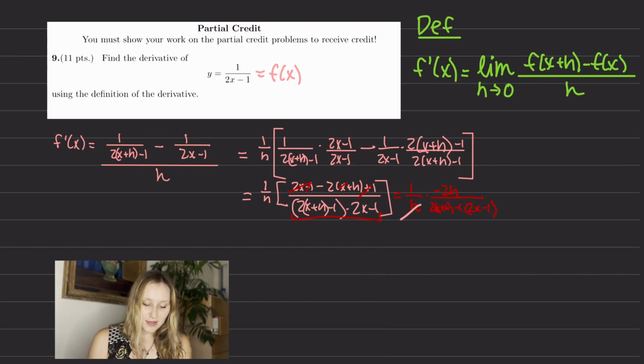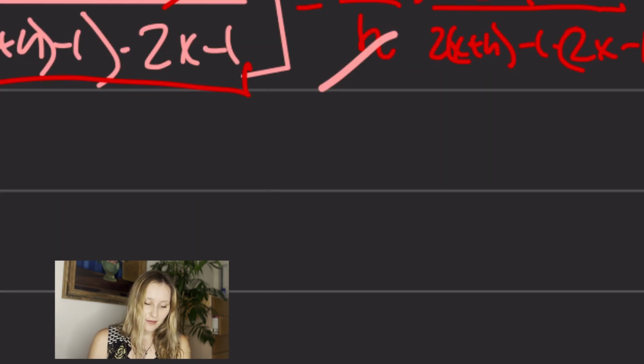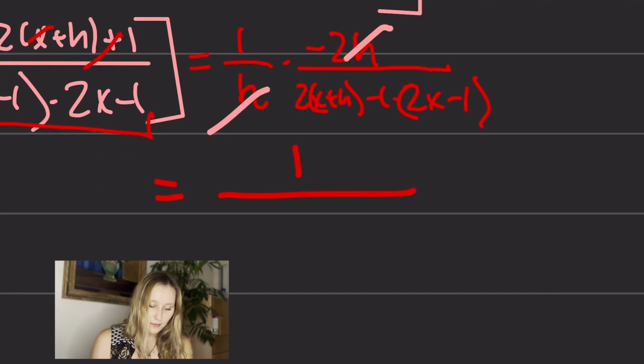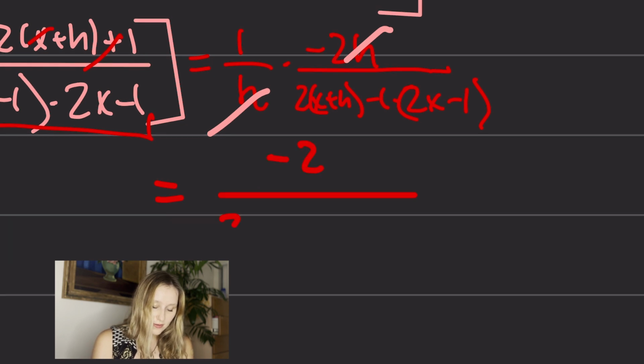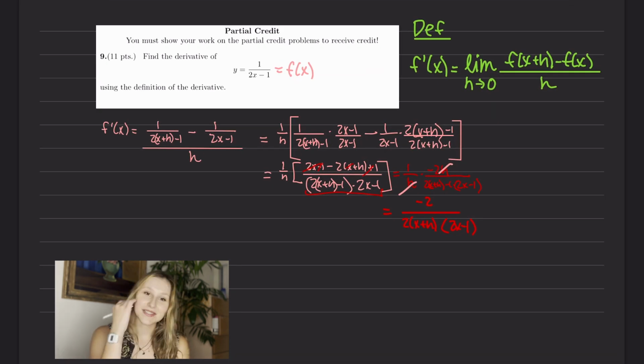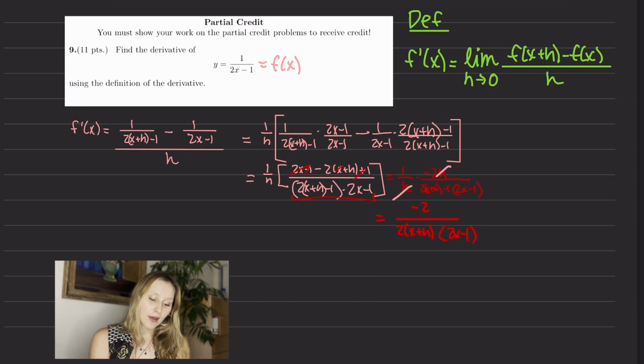Now those h's cancel out. And we get minus 2 over 2x plus h, plus 2x minus 1. Or no, that's times. See, this is why we have to pay attention. Okay. So what do we do there?